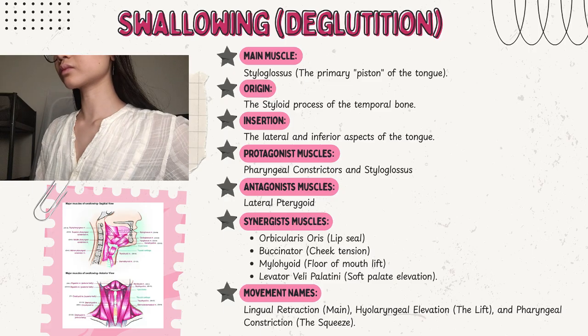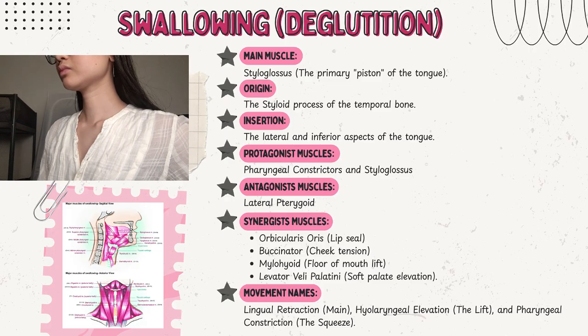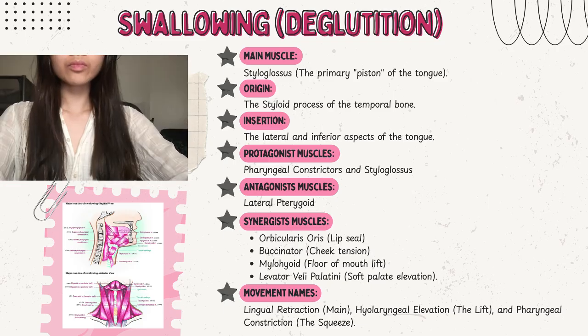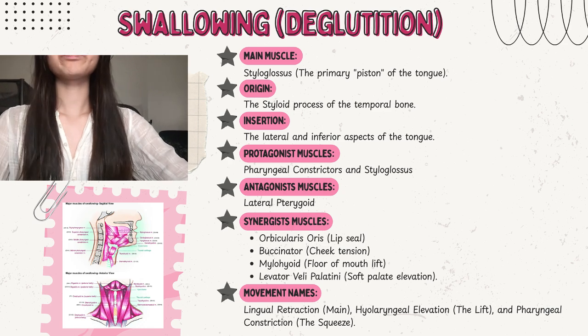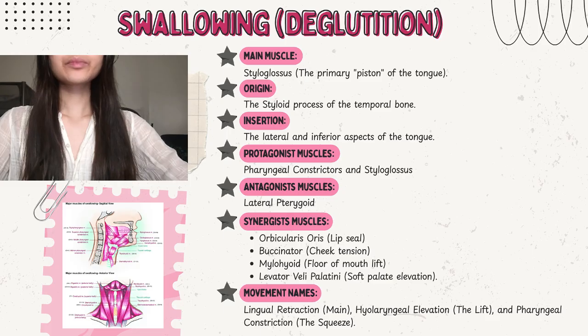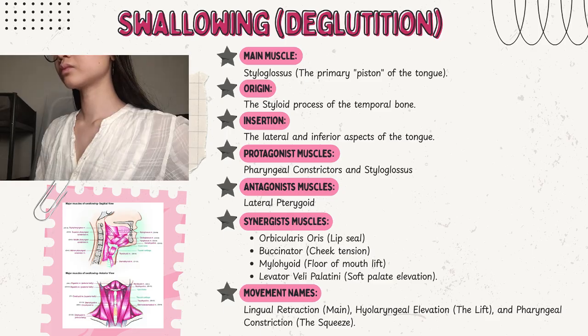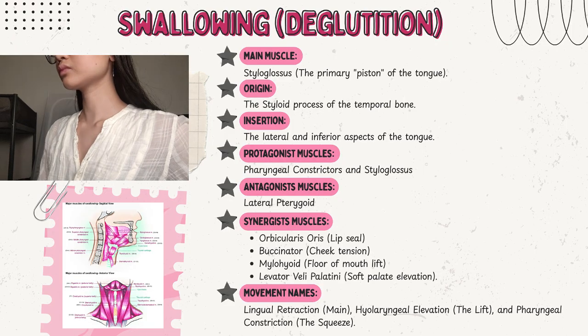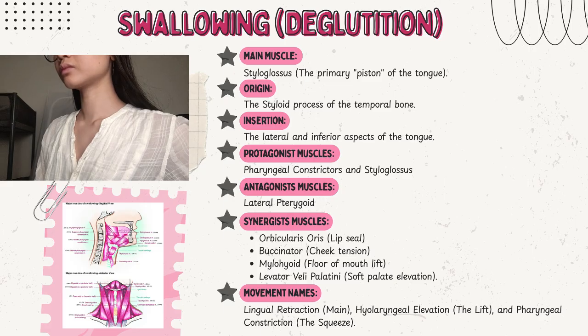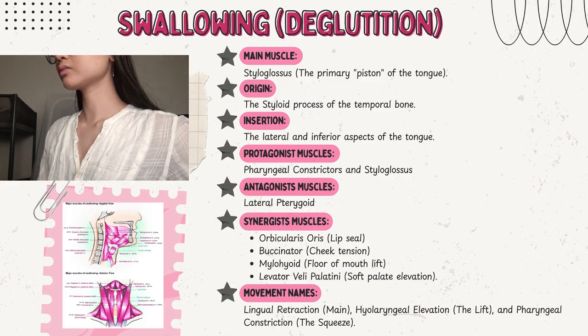During a swallow, your muscles work to manage the pressure and the direction of the bolus. In the lingual retraction phase, the styloglossus acts as the protagonist, undergoing a concentric contraction, or shortening, to pull the tongue base backward against the throat wall. Simultaneously, the orbicularis oris and the buccinator act as synergists to maintain a watertight seal, preventing pressure leaks from the mouth.